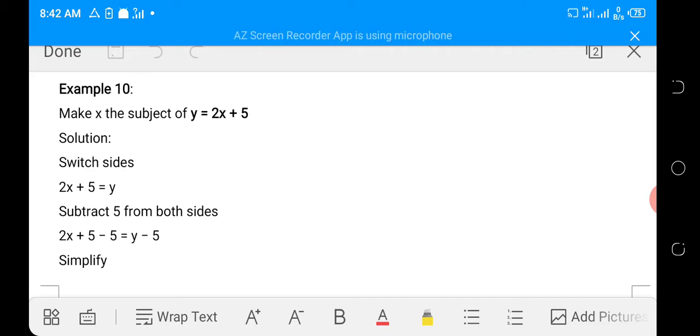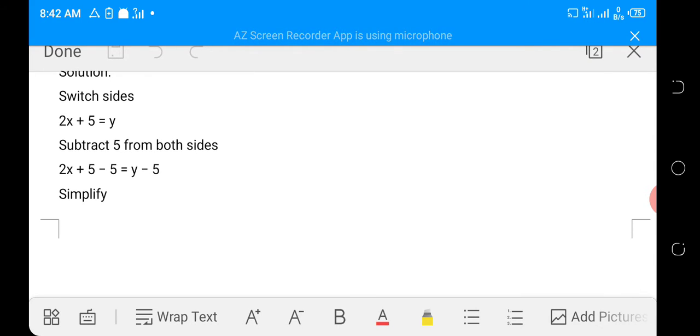Example 10. Make x the subject of the formula y is equal to 2x plus 5. Rewrite by switching sides. And this will give us 2x plus 5 is equal to y. Then here, 5 is added to 2x to give us y. And we are targeting x as the subject of the formula.